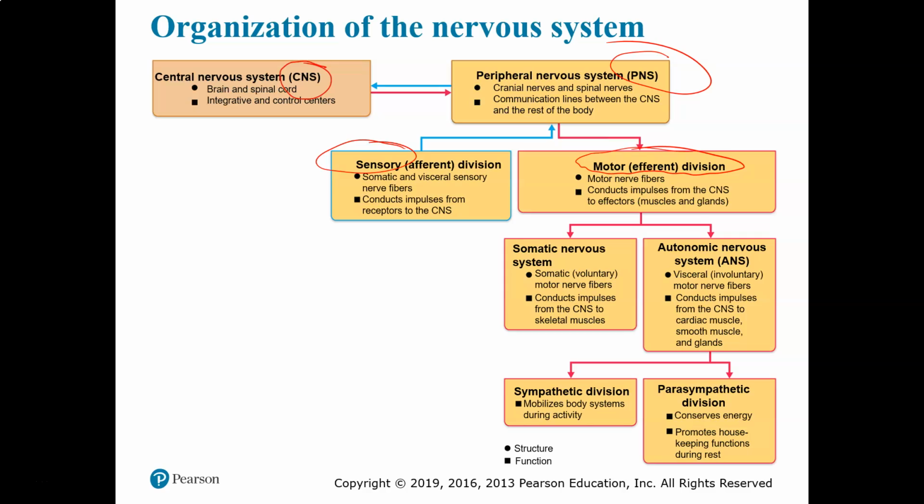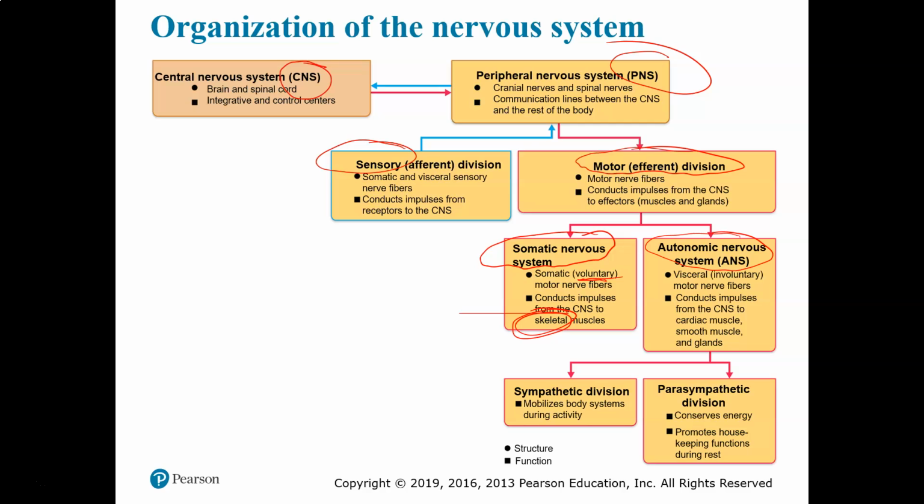So the motor division contains motor nerve fibers, and it conducts impulses from the brain and the spinal cord to effectors, which are muscles and glands. There are two branches of the motor division. There is the somatic nervous system, which controls our skeletal muscle, voluntary muscle. They always associate somatic with skeletal muscle. And then there is the autonomic nervous system. The autonomic nervous system controls muscles and glands that we don't consciously control.